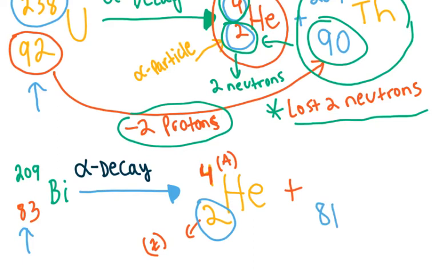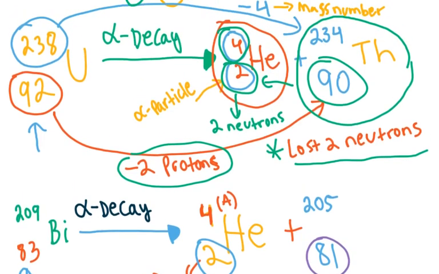We're going to have an atom that has 81 protons. And again, we just lost a mass number of about 4, right? So we're going to have an atom that has a mass number of 205, because we lost 2 protons and 2 neutrons. So our mass number decreased by 4. And now all we have to do is go to the periodic table and see which element has 81 protons. So let's go ahead and do that.